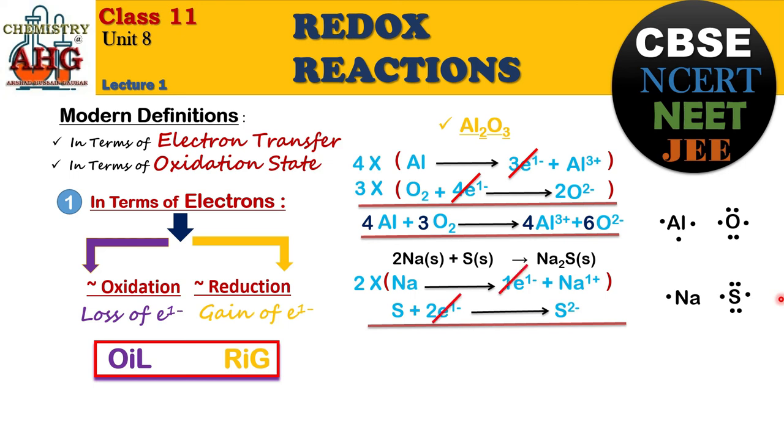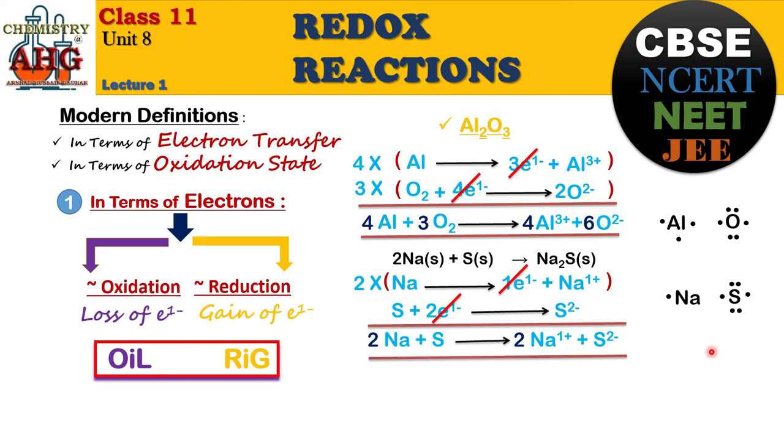What final redox equation will you get? 2Na plus S gives 2Na+ plus S2-. This is the final redox equation. It doesn't make any difference whether you write the final product as positive and negative ions, or you just write down the formula. It is absolutely all right. You can write the final answer either in compound form or in ionic form. So these are the two styles of question that can be asked in terms of electron transfer.